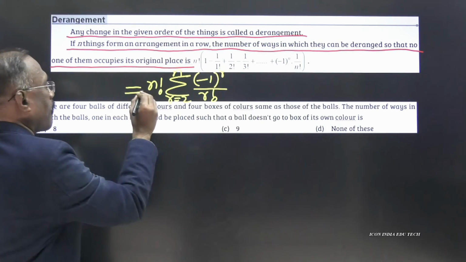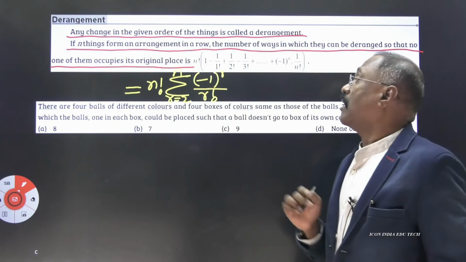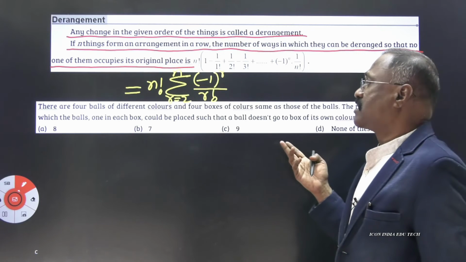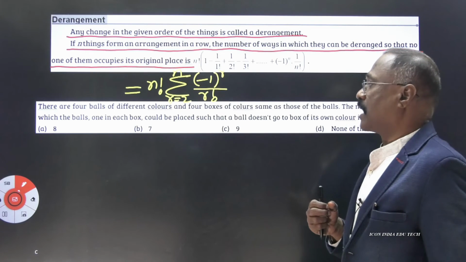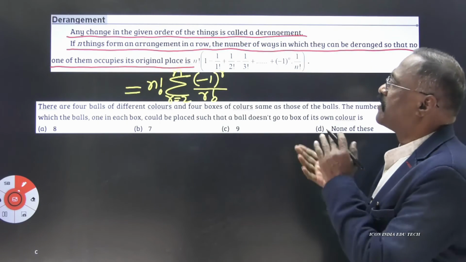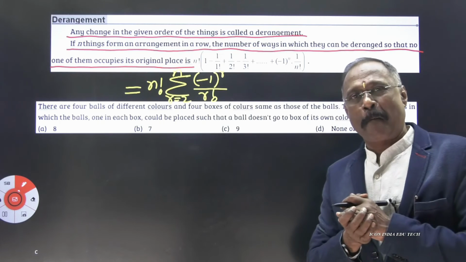So this is the summation; that bigger expansion is packed into sigma like that. So it is easy to remember now. n factorial into sigma minus 1 whole power r by r factorial, r runs from 2 to n. If you simplify this, you will be getting what I said previously.